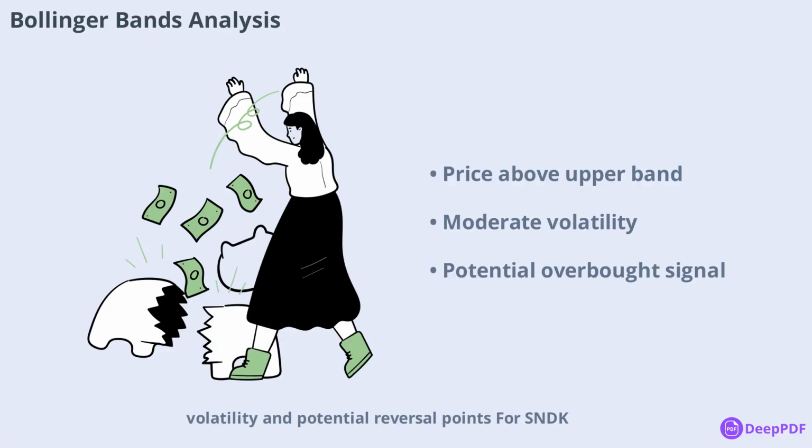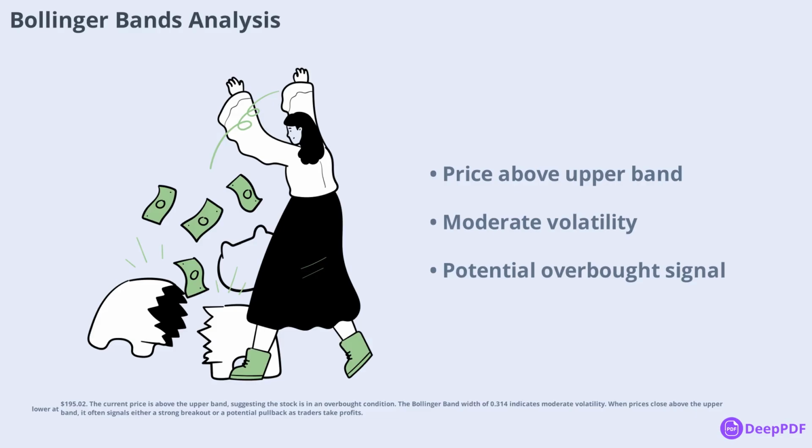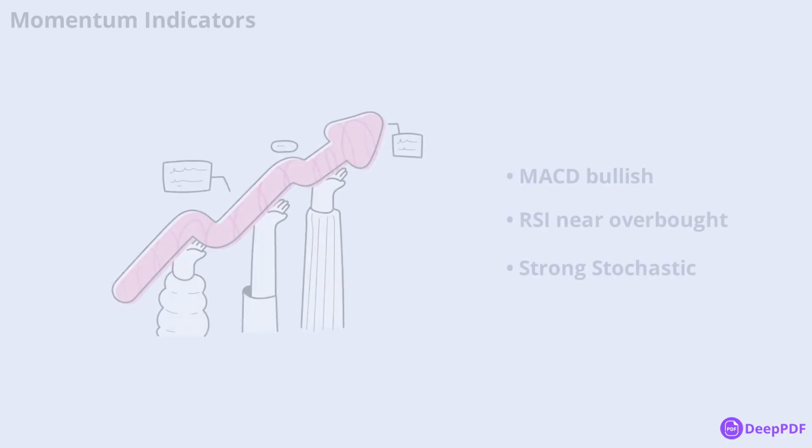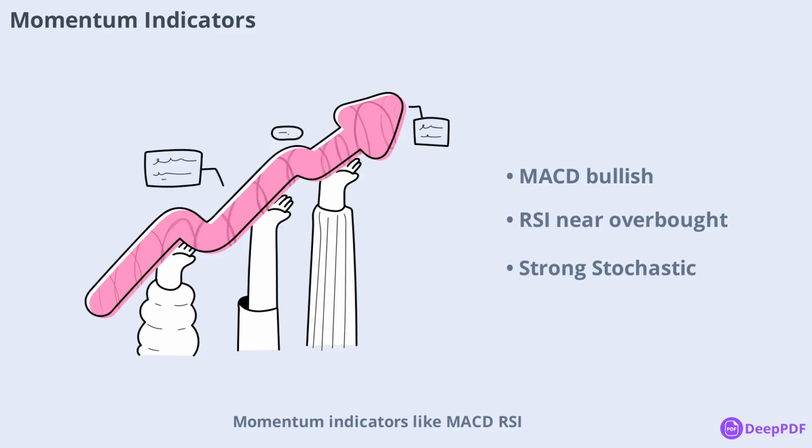Bollinger Bands provide insight into volatility and potential reversal points. For SNDK, the upper band sits at $267.54, the middle at $231.28, and the lower at $195.02. The current price is above the upper band, suggesting the stock is in an overbought condition. The Bollinger Band width of 0.314 indicates moderate volatility. When price is close above the upper band, it often signals either a strong breakout or a potential pullback as traders take profits.